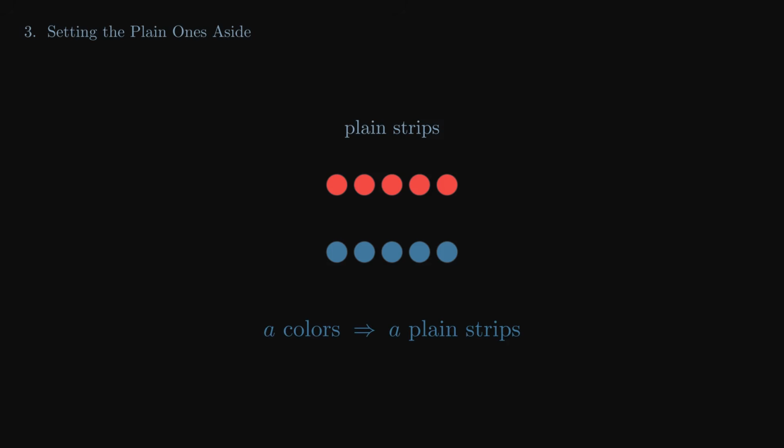Among those 32 strips, a few are special, and we want them out of the way first. 2 of the strips are a single solid color, all 5 beads red, or all 5 beads blue. Nothing else about them varies. Call those the plain strips, or if you like, the boring ones. With 2 colors, there are exactly 2 of them, 1 per color. With 3 colors, there would be 3, and in general, with a colors, there are exactly a plain strips, 1 solid block of each color.